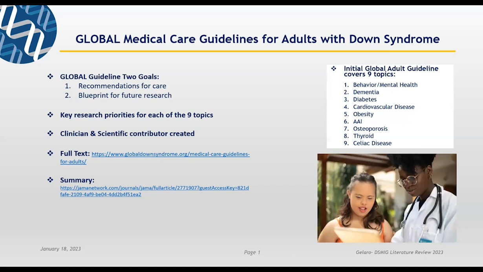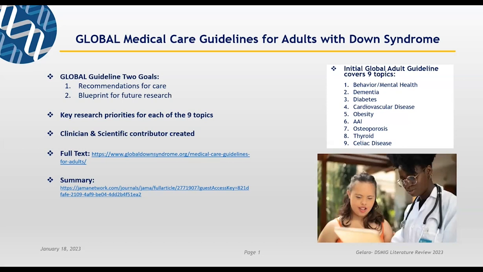And the good news is that when Global created the architecture for the guidelines, the goal of the work was really twofold. First, we wanted to create, of course, recommendations to support providers caring for people with Down syndrome. And second, we wanted to create a blueprint of future research work needed, and that future research was dictated by the many gaps in the literature search that we conducted. So the future research needs, as we called them, or key research priorities, we outlined for all 9 topics in the guideline.